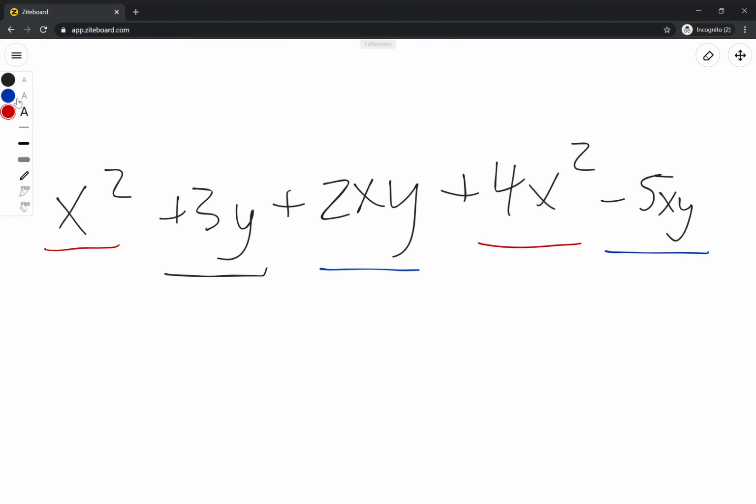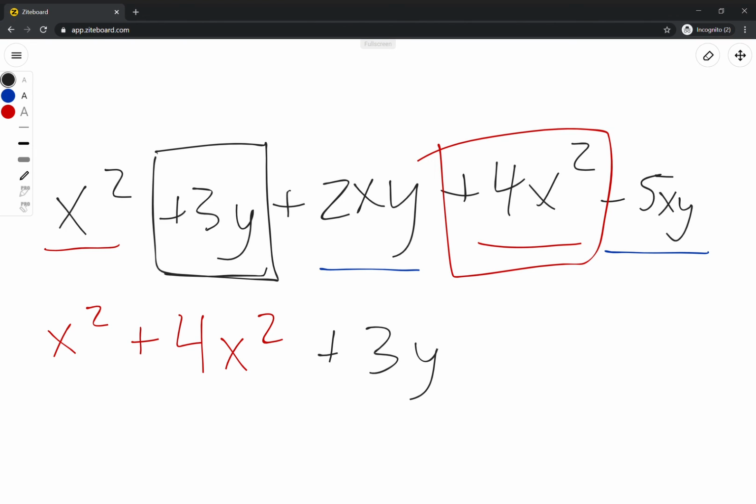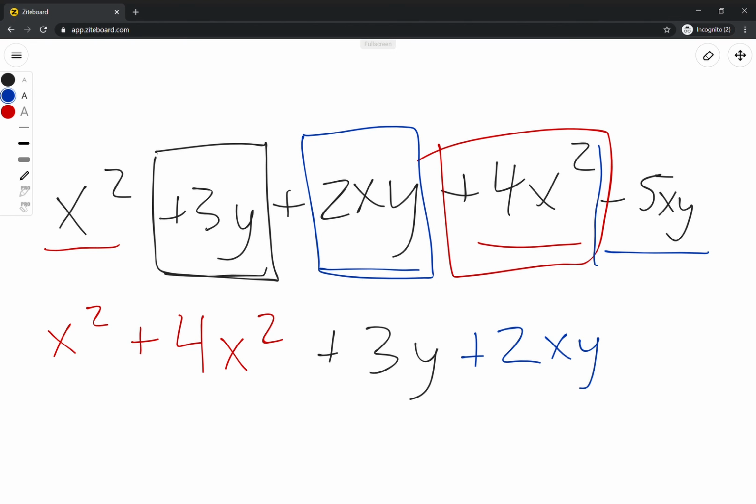So now we can simplify. Let's rewrite this with the colors that we assigned. x squared plus 4x squared, now plus 3y, as we're taking this term that I'm boxing right here, plus 2xy, as we're taking the term that I'm boxing right now, and lastly, we're subtracting 5xy.